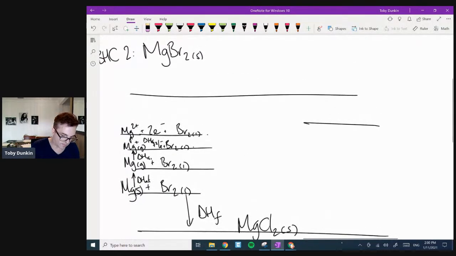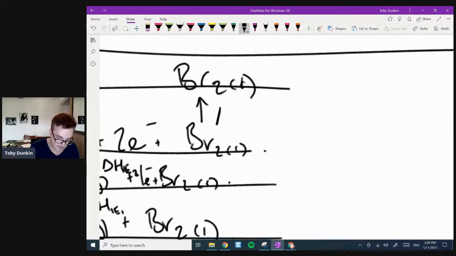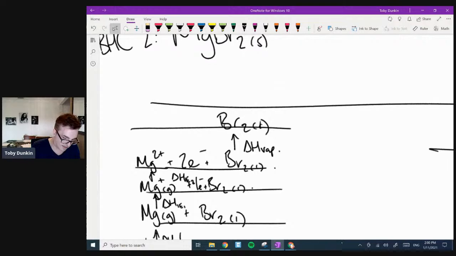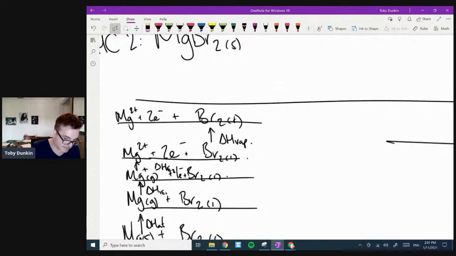The next thing I'm going to do is focus on bromine. The first step I need to do with bromine is turn it into a gas. So Br2 gas. This is the enthalpy of vaporization, delta H vap. Delta H vaporization. And magnesium, of course, has been ready, but I haven't changed it since the last one, so it becomes this. What I now need to do is smash the bromine up.